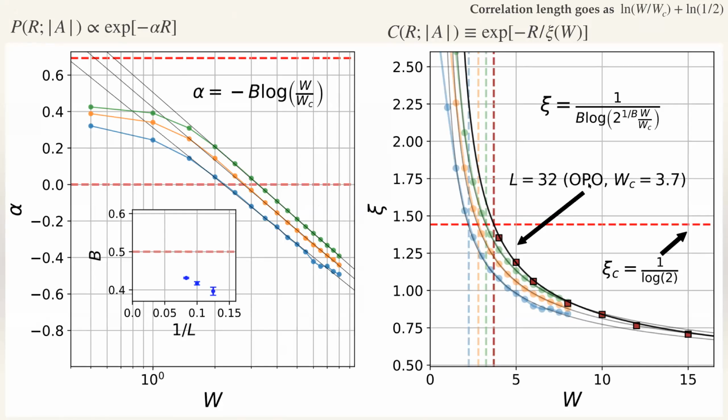Two lines of algebra, if you ask, what does that make the correlation length? Well, what that means is that the correlation length goes as log W over WC plus log 1/2. So you ask, how from the MBL side does the correlation length grow? It appears to grow as log W over WC. Numerics is very clean here. These are all very clean fits to a log curve. That's what seems to go on.